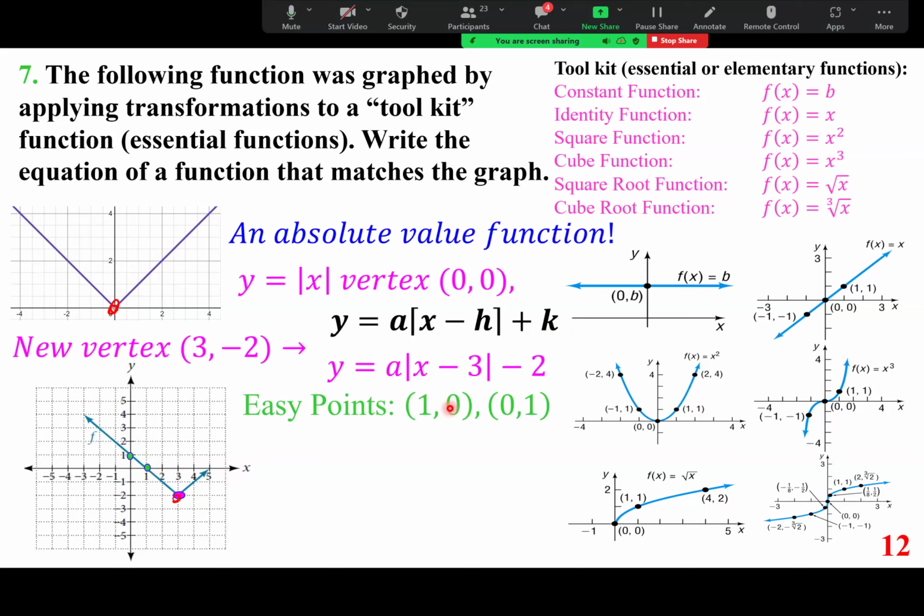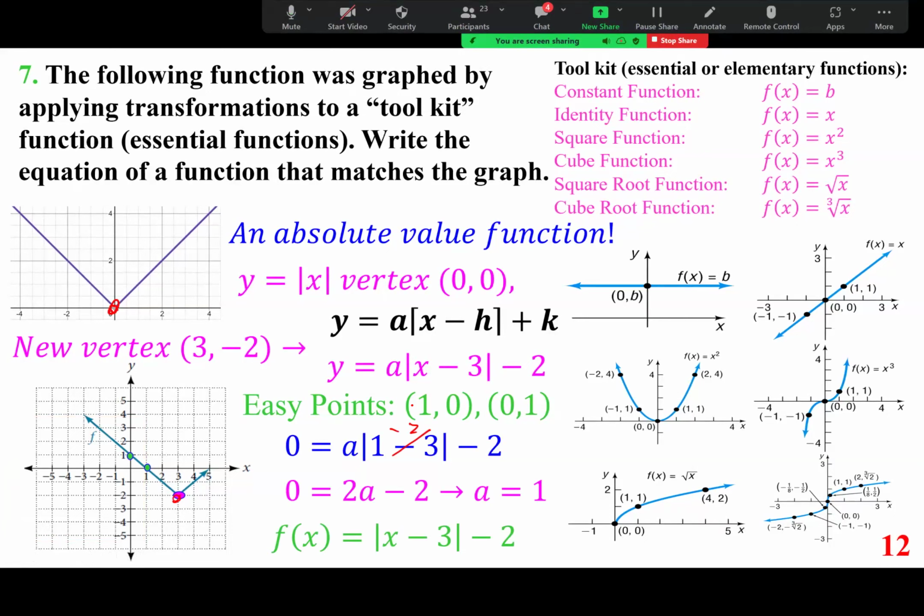So if I use 1, 0, that means I replace the y with 0 and x with 1. So 1 minus 3 is -2, but the absolute value makes it +2. So we have 2a minus 2, everybody, and so a becomes 1.